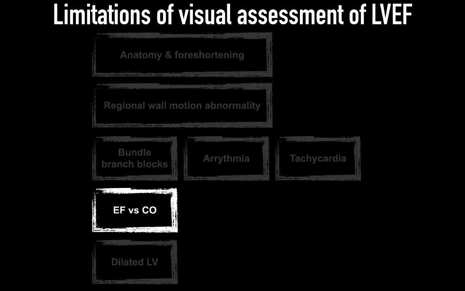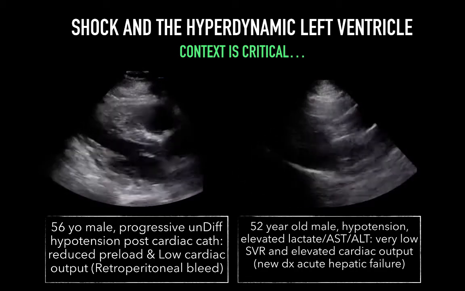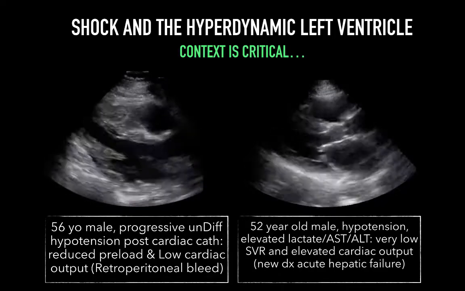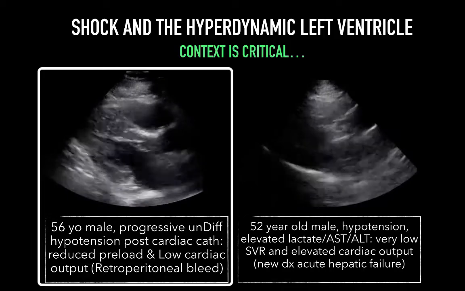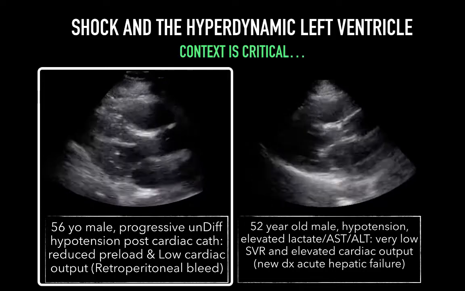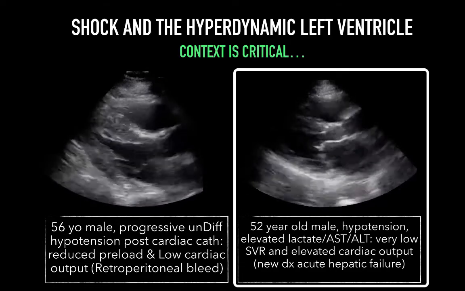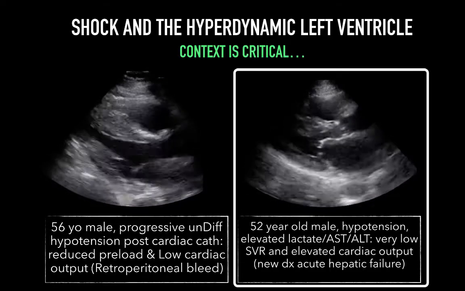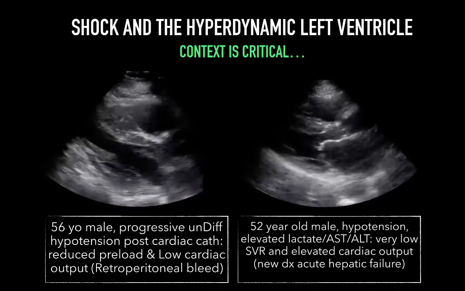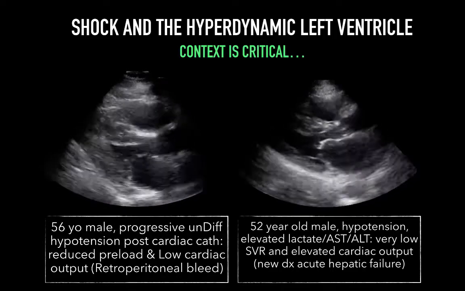We'll now talk about the paradigm or the paradox of EF versus cardiac output. Key message here is that ejection fraction does not equal cardiac output. Context is critical in these situations. These are two cases of high EF. In the case on the left, the cardiac output is very low because of poor preload, with the ventricle squeezing every drop it can out to the aorta. In the case on the right, the preload and cardiac output are excellent, and the extremely low systemic vascular resistance leads to an easy ejection of the LV. In both cases, the LVEF is excellent, but the cardiac output and afterload are widely different.